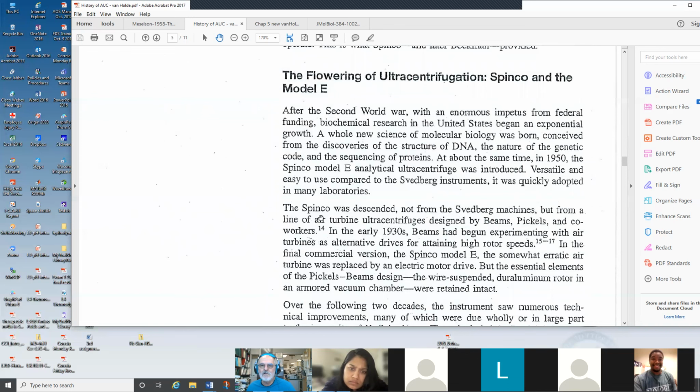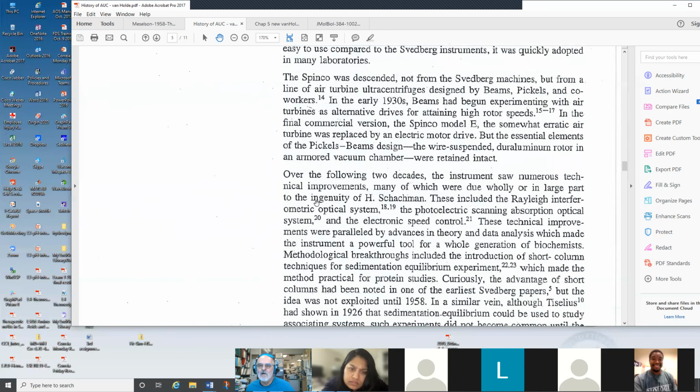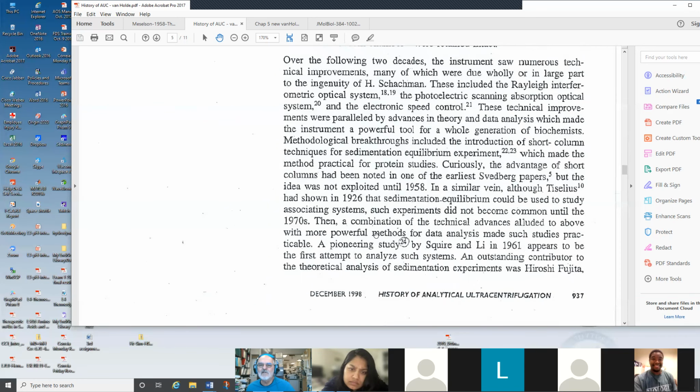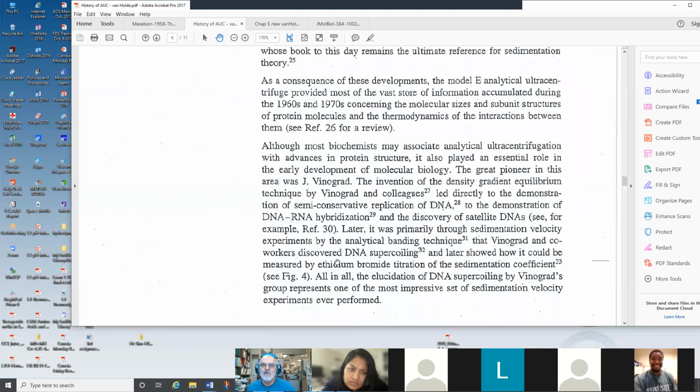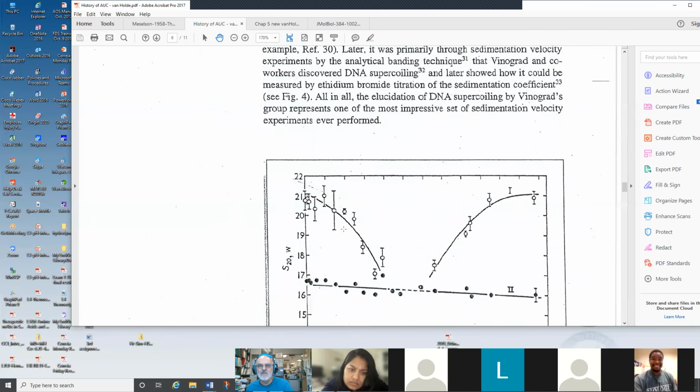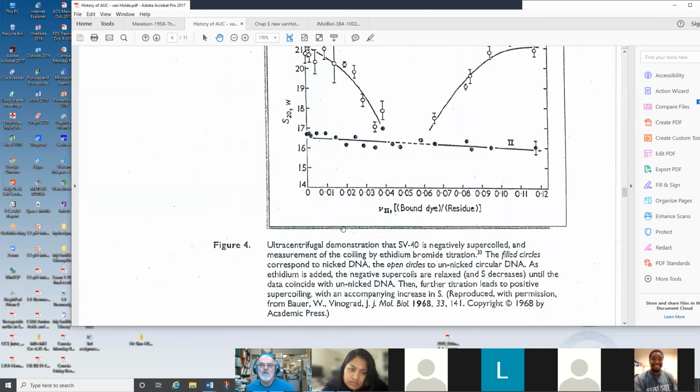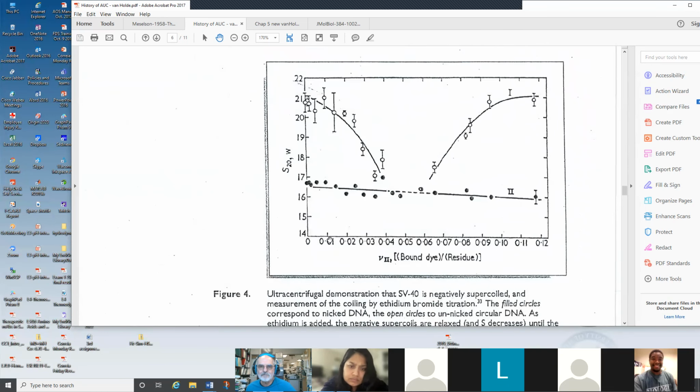It was from a company called Spinco that became Beckman. And that was the original technique that most of us used at that time for doing analysis. And the text in here is describing all kinds of stuff that was done. They just show one example here.